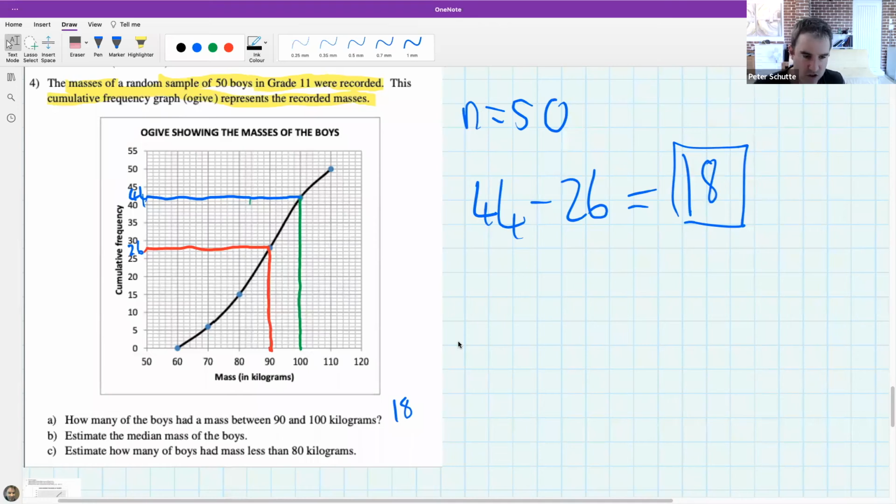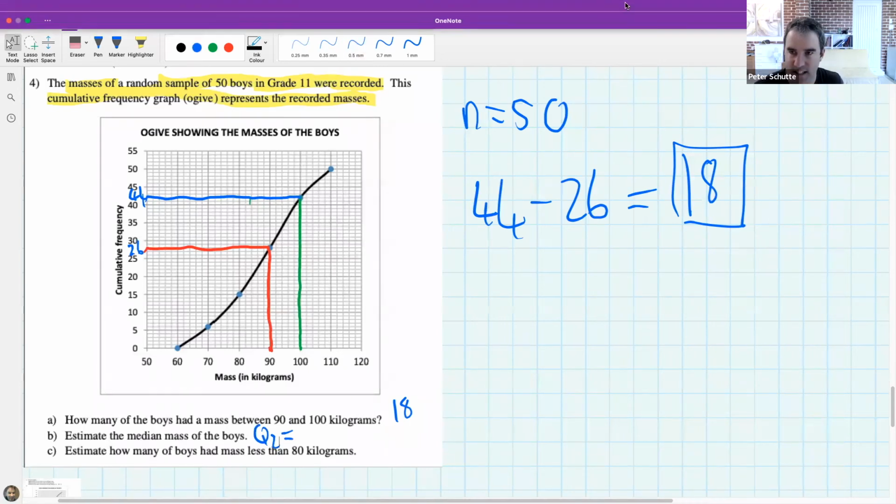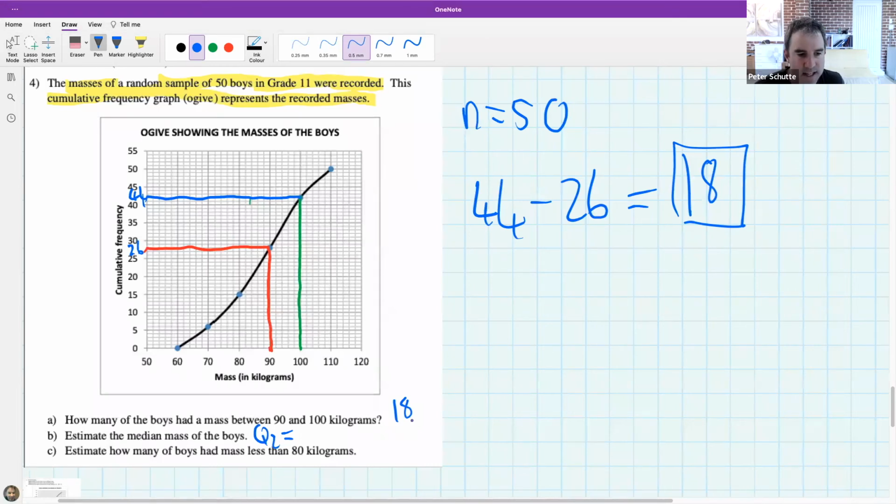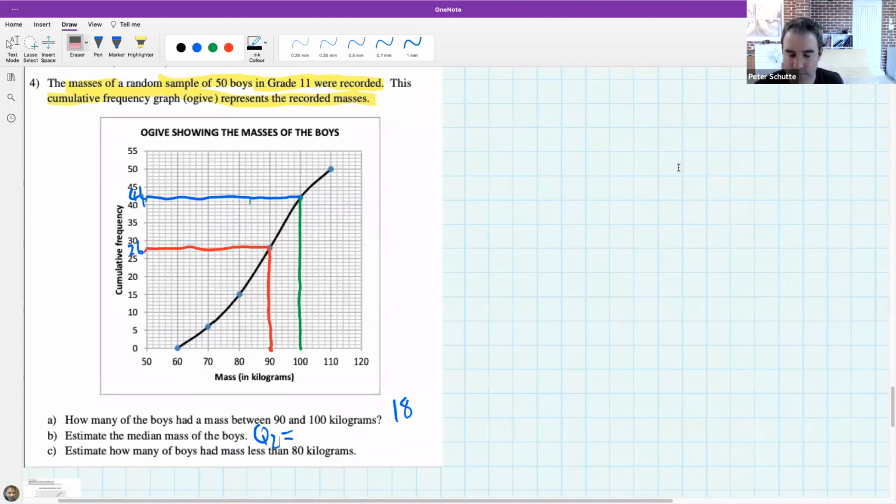But for the second question now, I want you to use this ogive to estimate the median, or estimate what Q2 is. And I want you guys to do that all by yourself. So the first answer is 18. What is the median mass for this ogive going to be? So sort of different types of questions here.